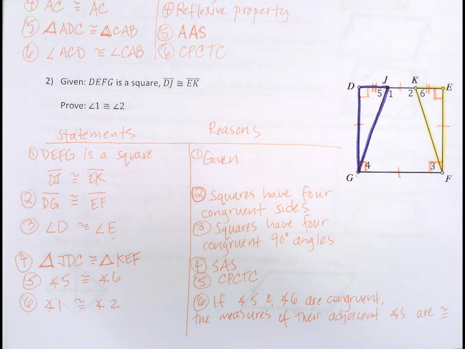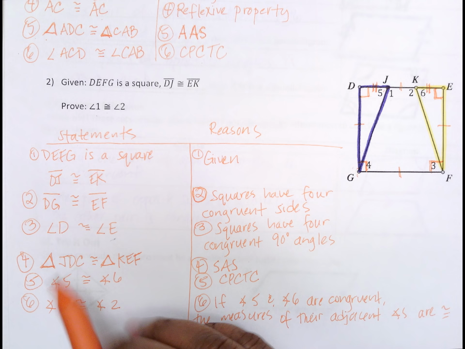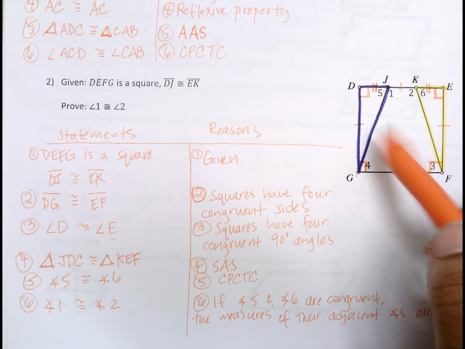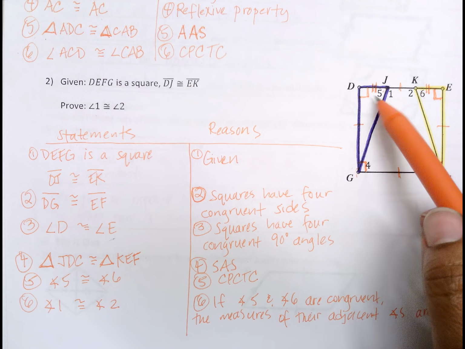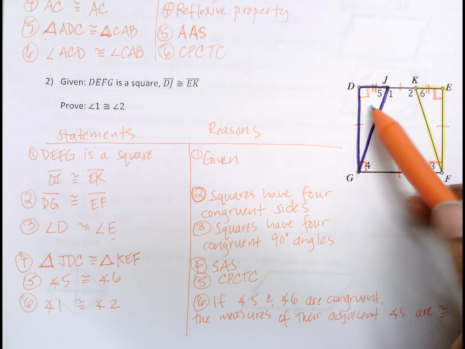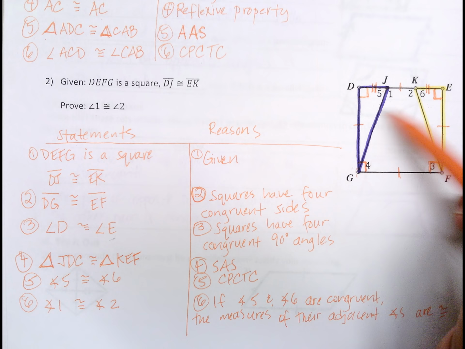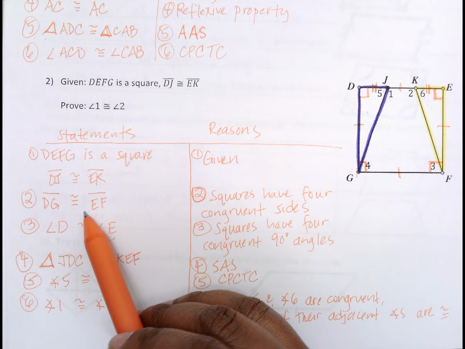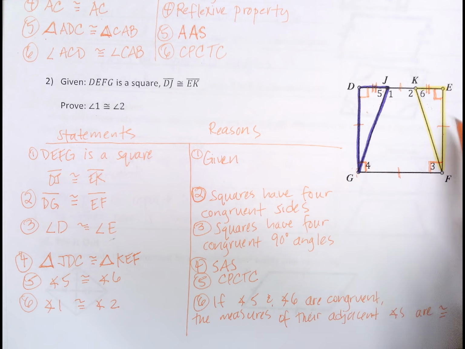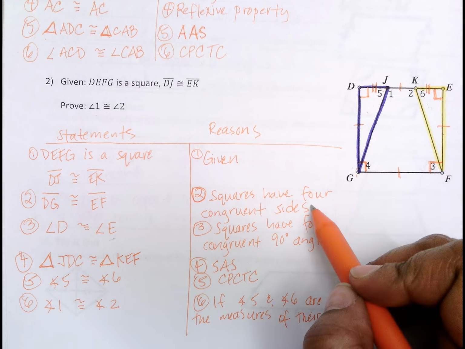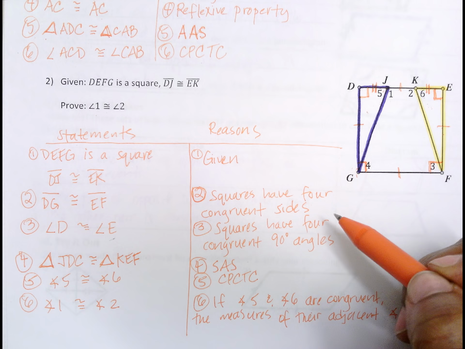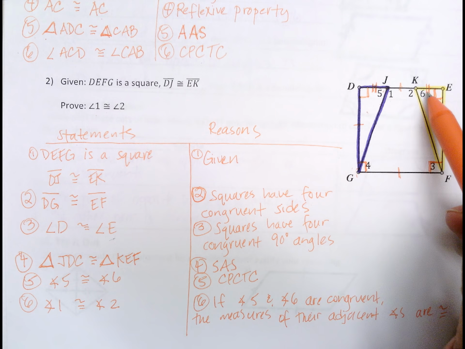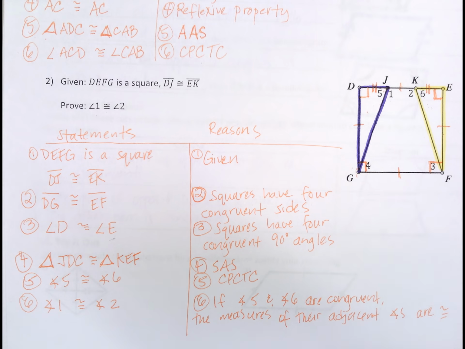Okay, and so I made the statement DG is congruent to EF, because essentially what I'm trying to do here is I'm trying to prove that these two triangles are congruent. That's what I'm doing, okay? So DG is congruent to EF. This side is congruent to that side because squares have 4 congruent sides. That's my reason. So we already have a side that's congruent to a side and another side that's congruent to another side.